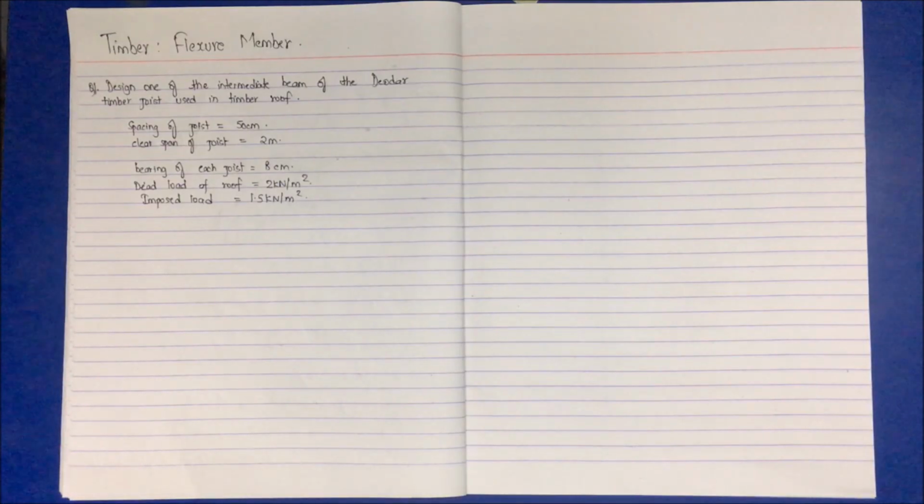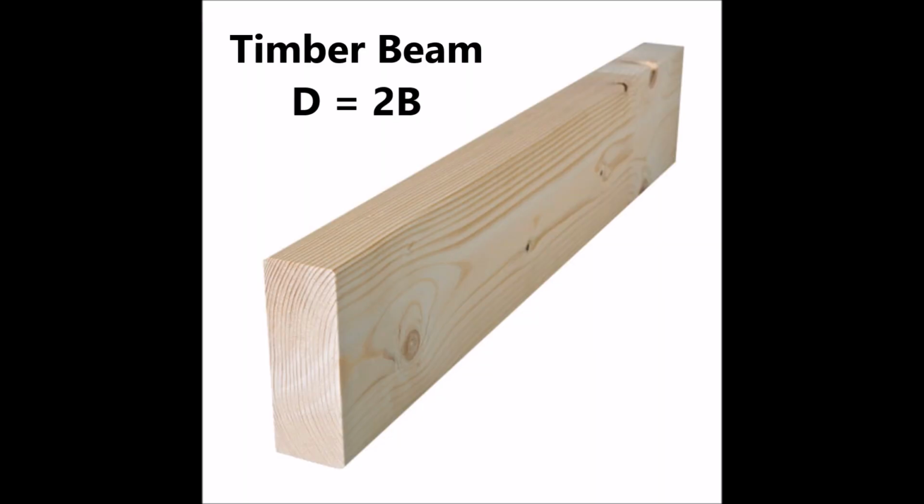In this video we'll discuss the flexure member and design for timber. So I have a question here: design one of the intermediate beams of the deodar timber joist using the timber roof, and you are provided with the various data. That is, the joist here is a beam, and you are provided with the spacing of joist, clear span of the joist, bearing of each joist, dead load of the roof, and imposed load, that is live load.